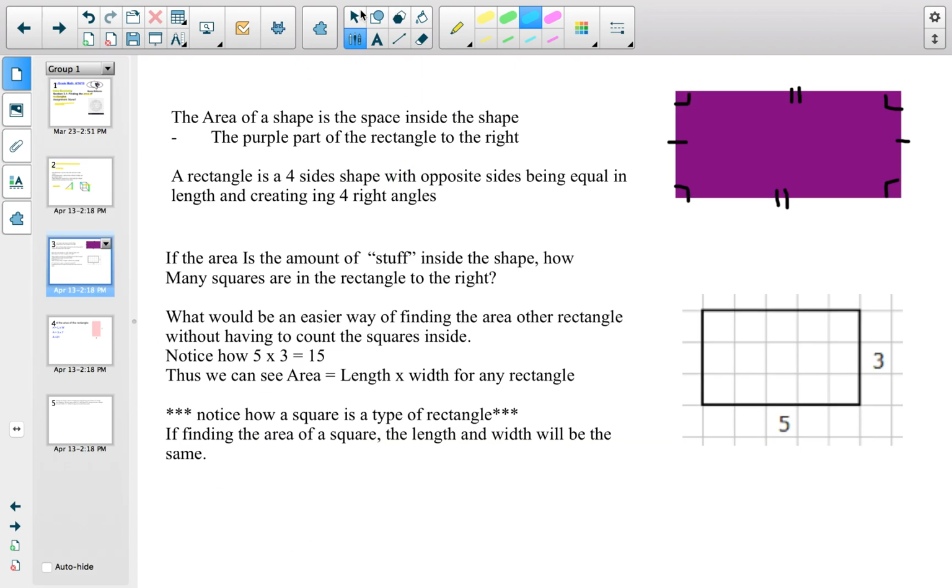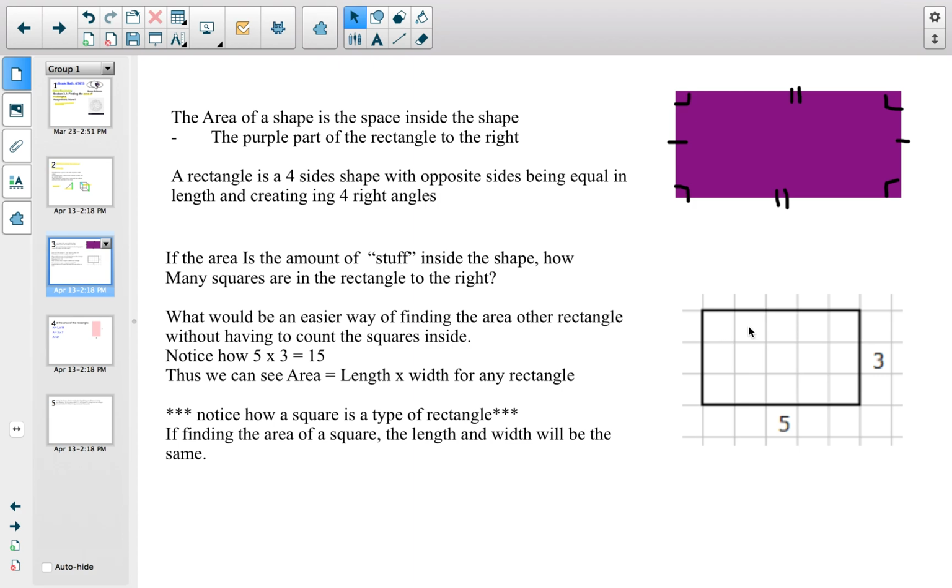And so the area is just the space inside of something, the stuff inside of the shape, if we look at that. So for example, this rectangle right here, the area is the purple part. And we know this is a rectangle because it has four sides, as well as a pair of equal side lengths. So we see that these are equal. Then also four 90-degree angles. Okay. And if we want to find the area, really what we have to do is we just have to find how many units are inside of here.